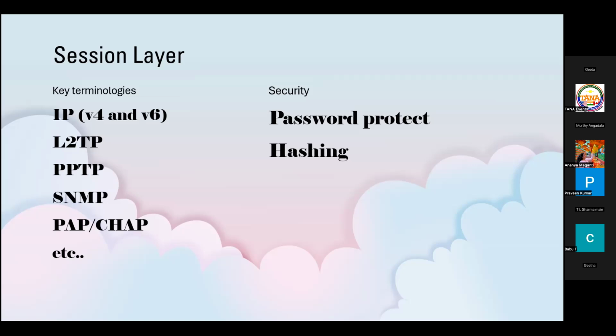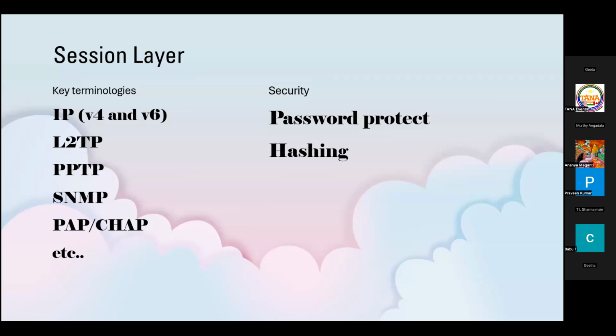These are, one side is LNS, one side is LAC. So between them there's an L2TP session. PPTP is also the same point-to-point transport protocol, and SNMP and PAP-CHAP, these are session layers. How do you protect using a password? Because if you want to establish an L2TP tunnel, the server LNS needs to have a password authentication on the router or on the hardware, and the other side needs to supply the same password. So this kind of password protection is there. And if it is IPsec, hashing will be there.